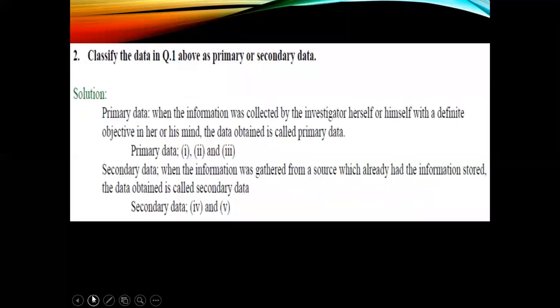Now, this is the same that has been discussed over here. Primary data is the information which is collected by the investigator herself or himself with a definite objective in his or her mind, like the first, second, and the third example. Secondary data is the information that was gathered from a source which already had the information stored. So such information would be referred to as secondary data, and the examples were example 4 and example 5.